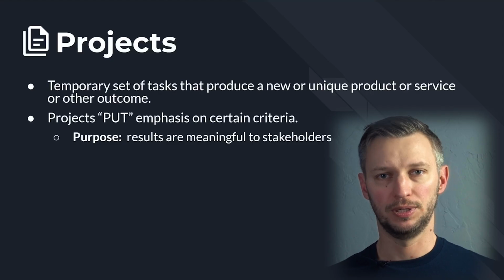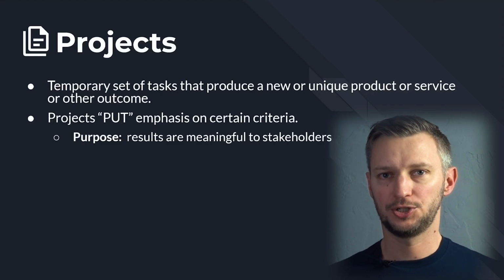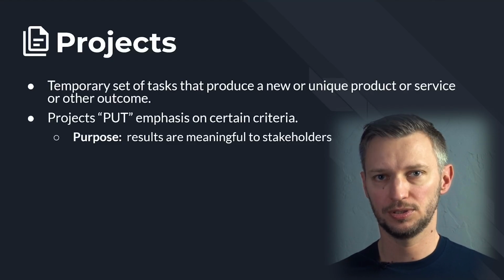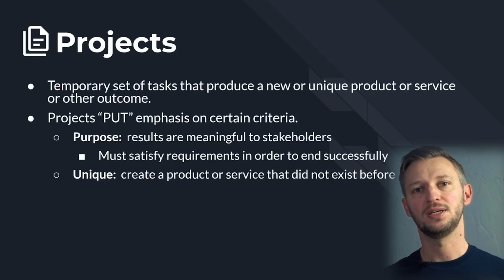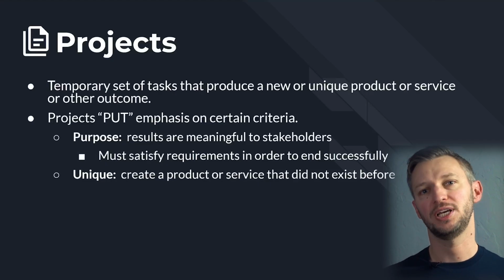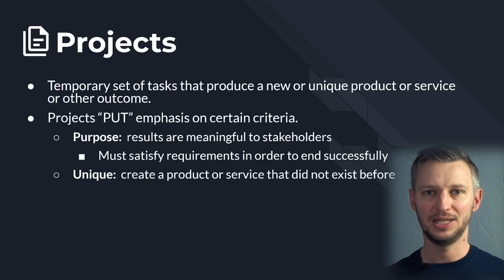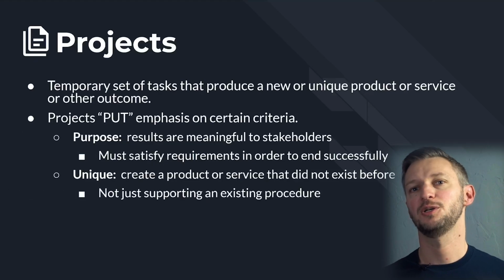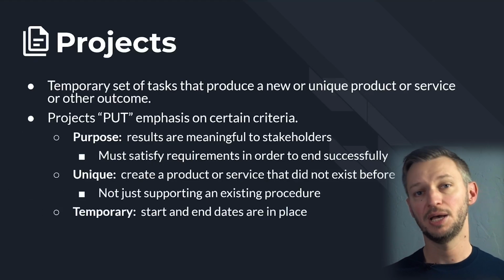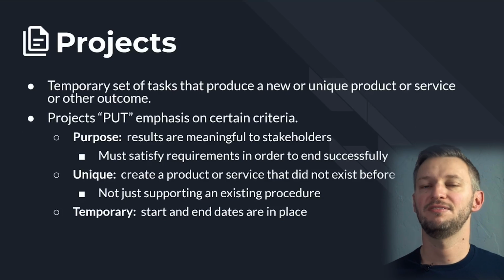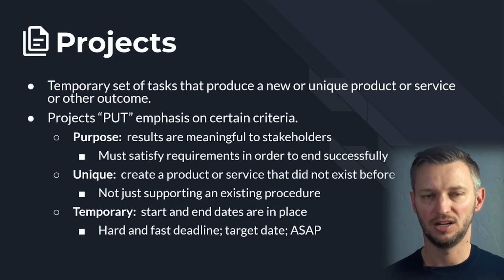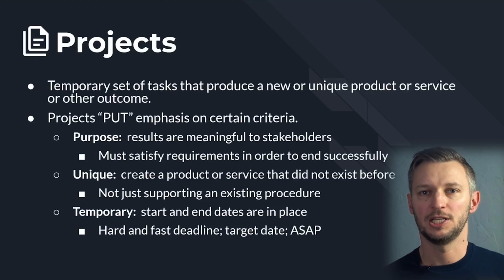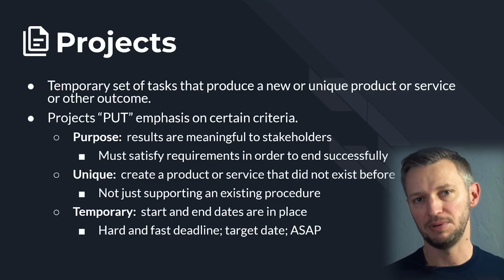P-U-T. Purpose. The results of a project should be meaningful to the stakeholders. That is, they must satisfy a certain requirement in order for the project to end successfully. Unique. A project will produce a product or service that didn't exist before. It can't just support an existing procedure. Temporary. Projects have a start and end date. These can either be hard and fast deadlines, a target date, or something as basic as get this done ASAP.